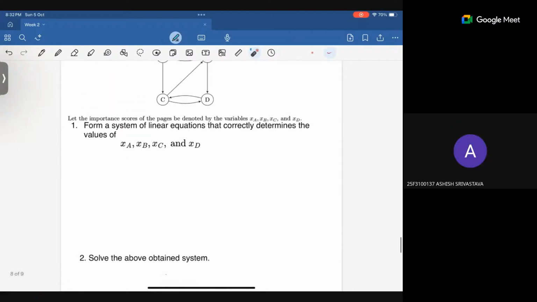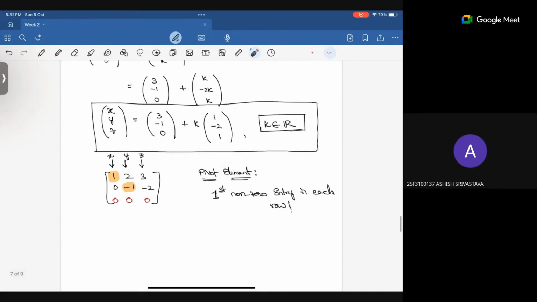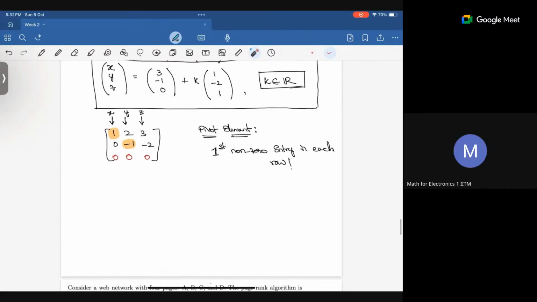Sir, can you repeat this? This one, is it? This pivot thing completely. Or any specific place? Yes. Okay.